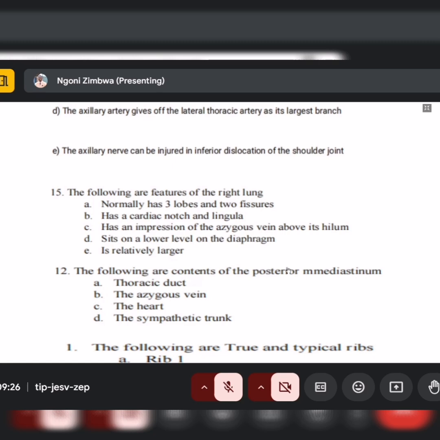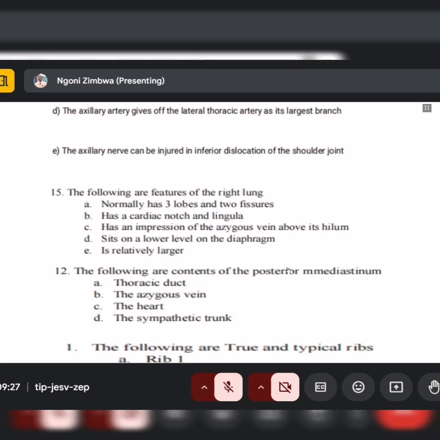Why is it higher than the left lung? Right, that is actually because of the right dome of your liver, the right lobe of the liver being larger than the left lobe of the liver. So that makes the right lung higher than the left lung, and also it makes the right dome of the diaphragm higher than the left dome. So the right dome of the diaphragm will actually end at the superior border of the 5th rib, and then the left dome of the diaphragm will actually sit on the lower border of the 5th rib.